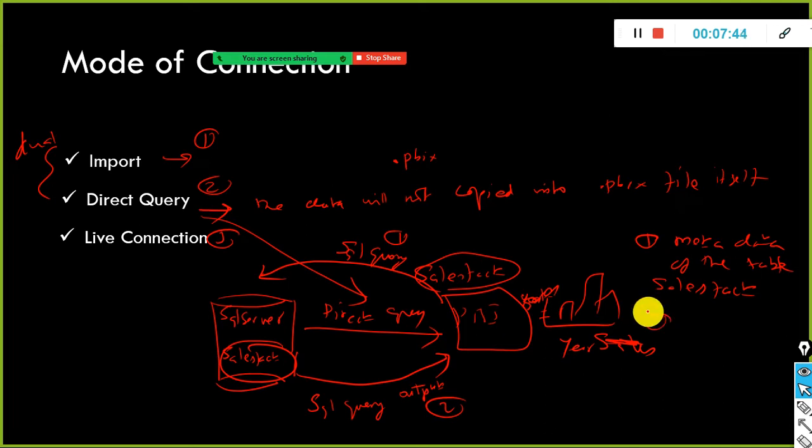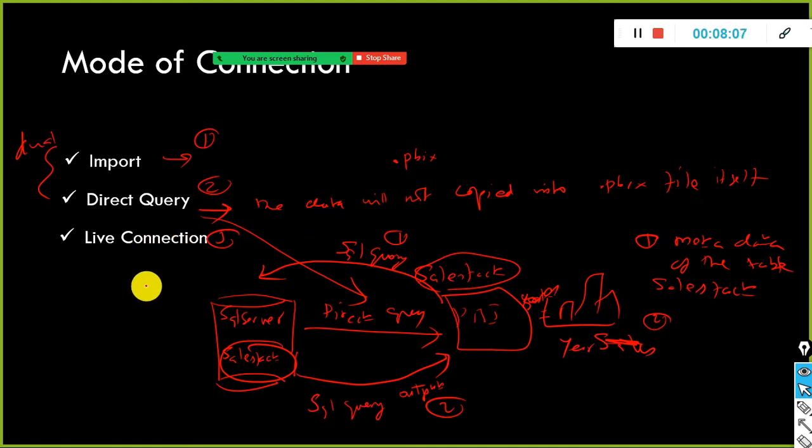Step 2 is, it will generate a SQL query and send it to the SQL server, and the output of the query will be sent to your visual. So that is what is happening here. Now the question is, what is the exact difference between import and direct query? Why should I use direct query, when I can import the data here itself?